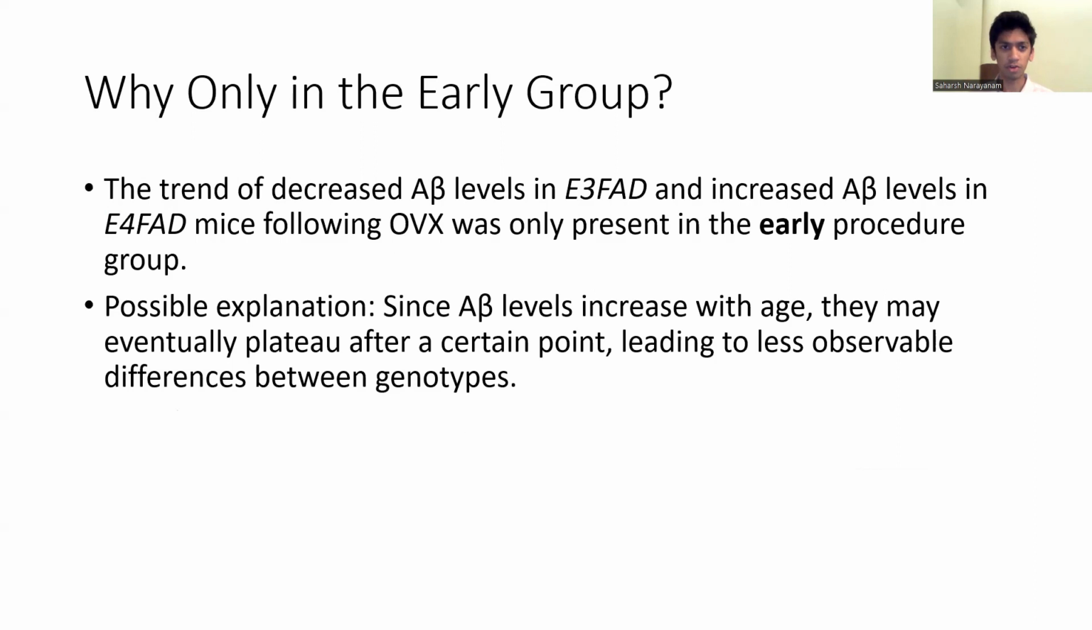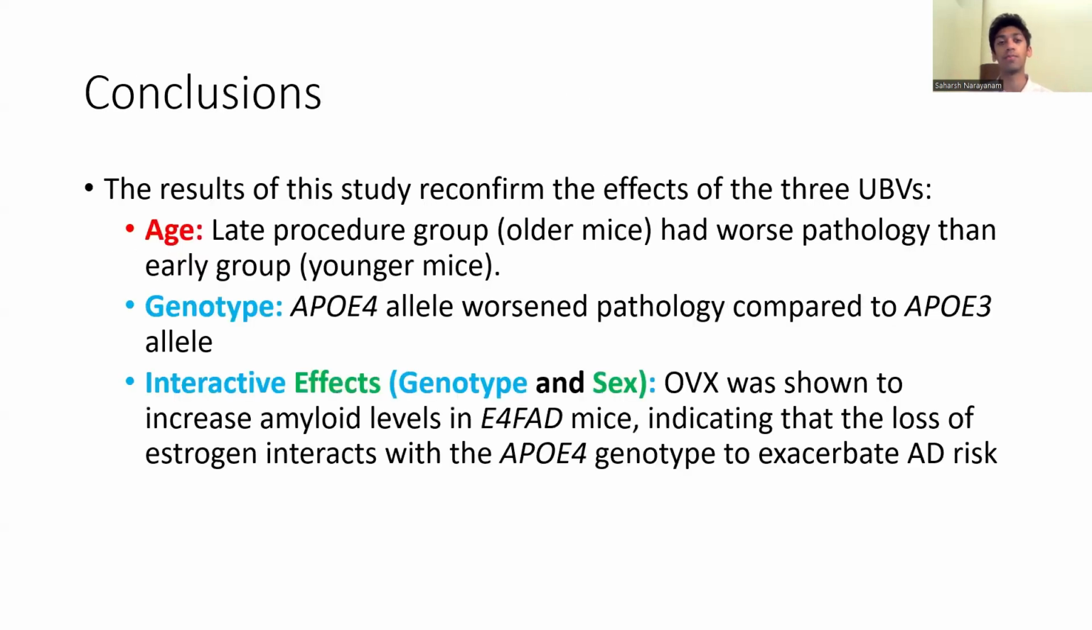However, one thing I noticed is that this trend was only in the early group. And so one possible explanation is that once we get to the late group, A beta levels may plateau at a certain age, leading to less observable differences between the genotypic groups. And so we can conclude from my results that age, genotype, and sex all contributed to greatly increase Alzheimer's risk, and that the older mice had worse pathology, the ApoE4 allele had worse pathology, and OVX, when interacting with the E4 FAD mice, shows that loss of estrogen interacts with the ApoE4 allele to exacerbate AD risk.